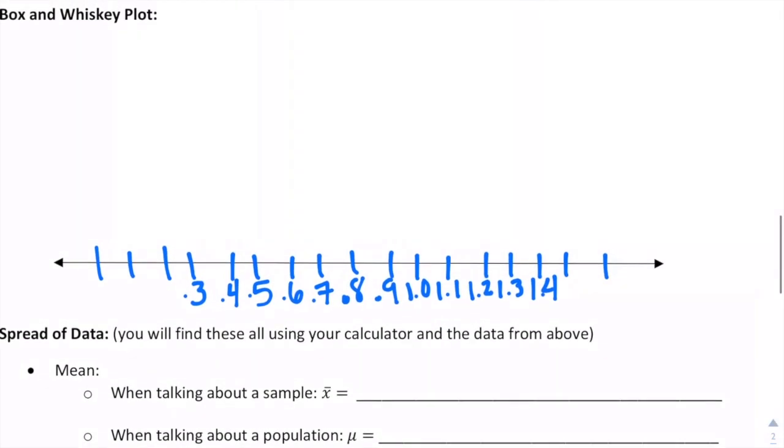and now we're going to draw our box and whisker plot. So we're going to actually use our 5-number summary to do this, and so our minimum value is at 0.57, so we're going to approximate where that is, and we're going to put a dot above it.